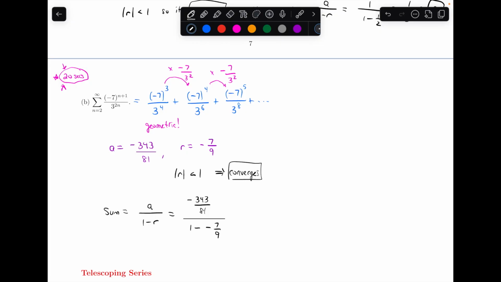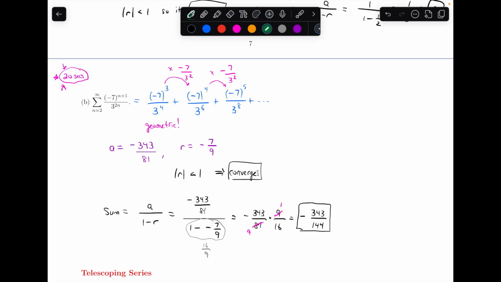So I get this double negative. And I can simplify this denominator by adding these two things together with a common denominator. That'll give me 16 over 9. Now simplifying this, I get negative 343 over 81, and then multiply by the reciprocal, 9 over 16. I can cancel the 9 and the 81, which leaves me with a 9 and a 1. Now multiplying through, I get negative 343 over 9 times 16, that's 144 on the bottom. And that's my value for what this sum converges to.